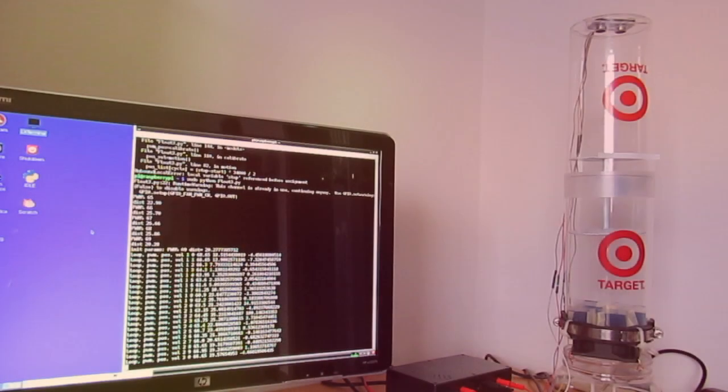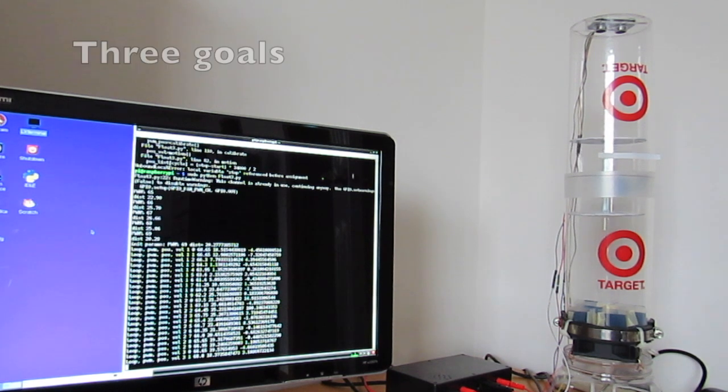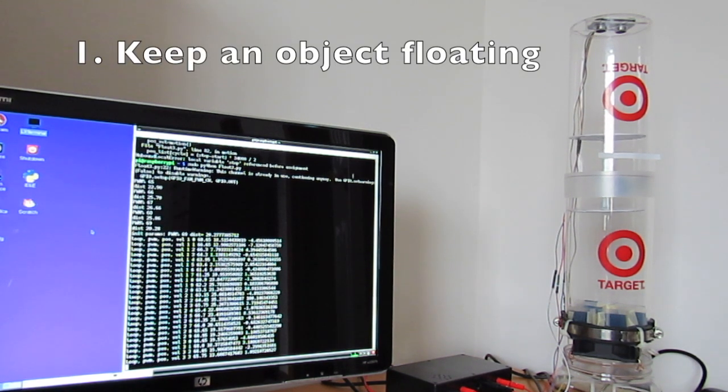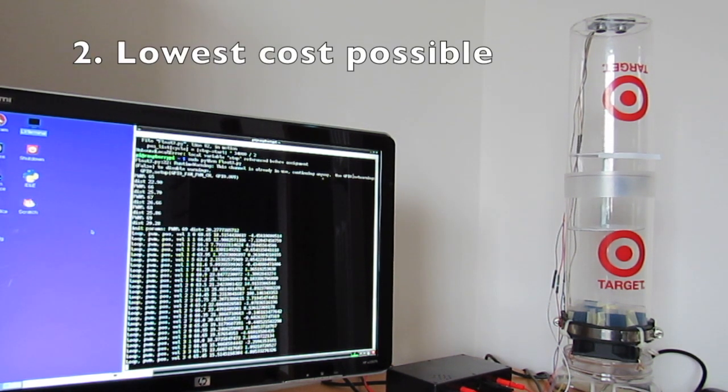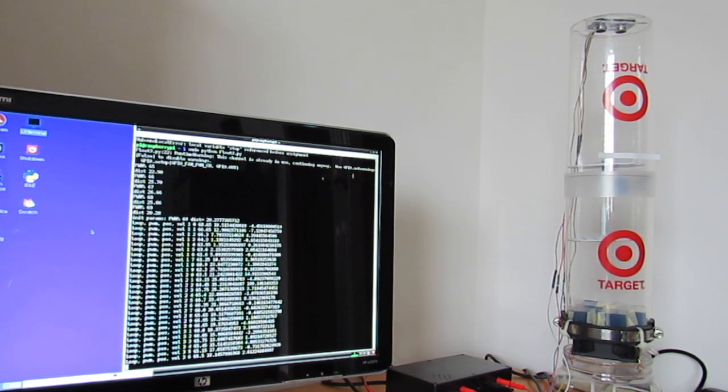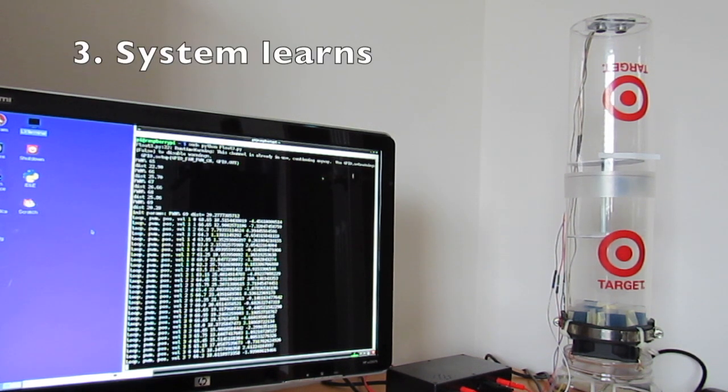I had 3 goals for this project. 1. Make an object float steadily. 2. Use the lowest cost components and build as much as I could. And 3. Create a system that learns.